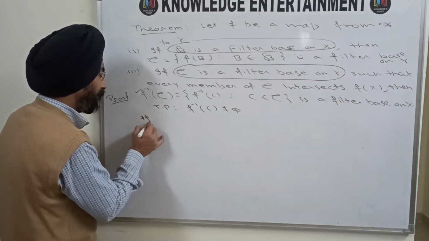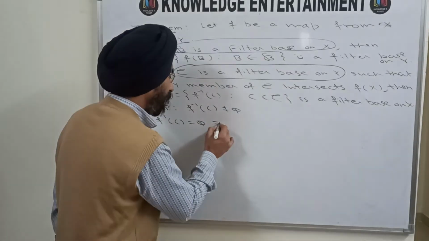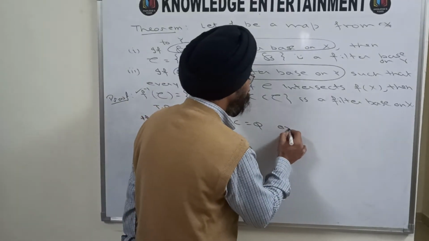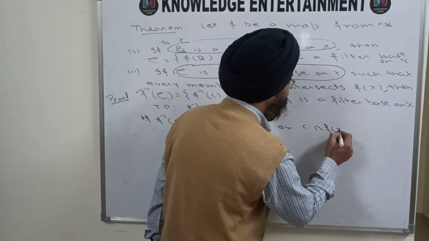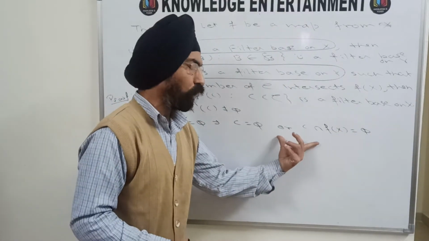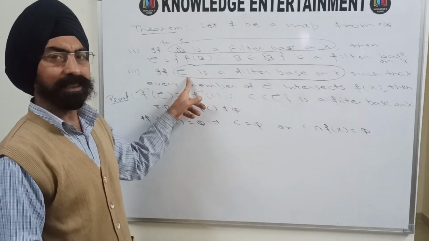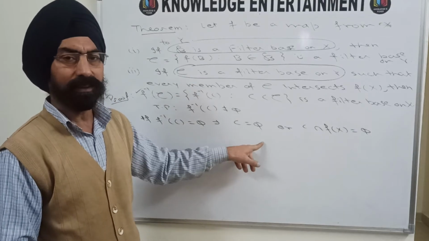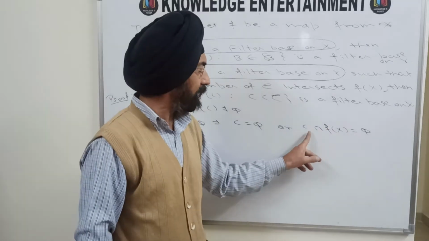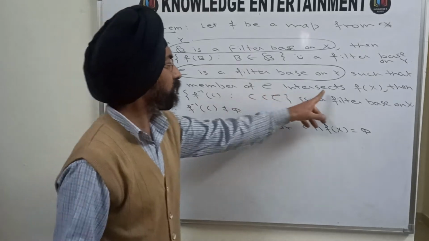If F inverse(C) is phi, then either C is phi or C intersection with F(X) is phi. And both these are not true, because C is a member of this filter base, and in a filter base there is no empty set, so C cannot be phi. One thing is clear. And C intersection F(X) equal to phi means C does not intersect F(X), whereas it is given that every member of C intersects F(X).